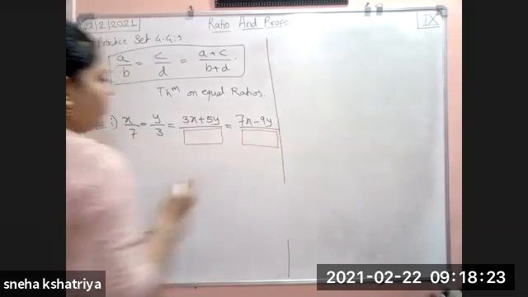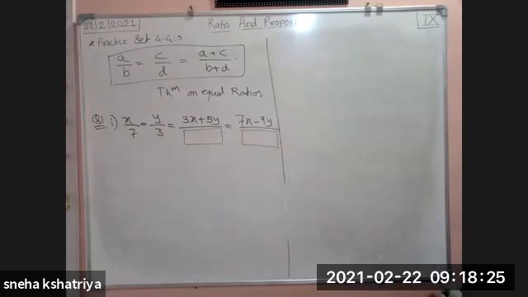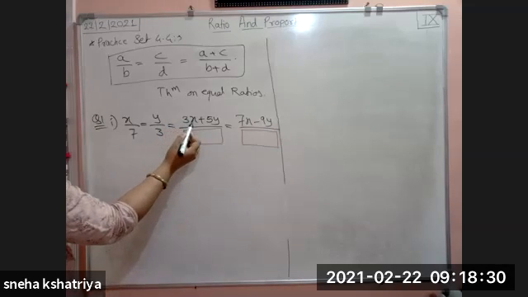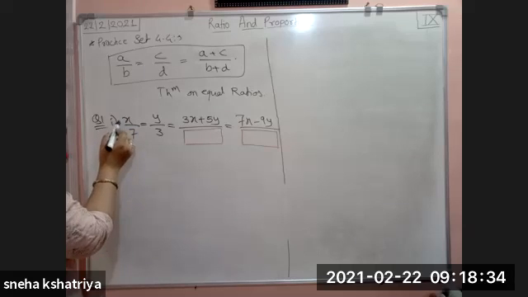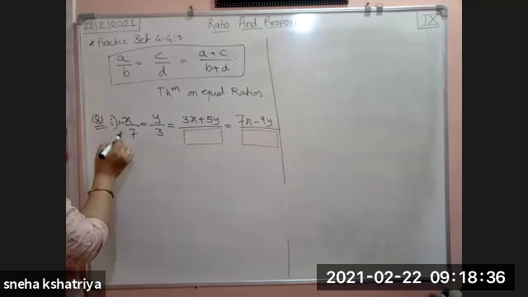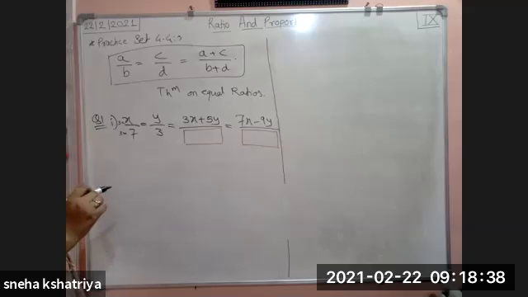Whatever the denominator is there, we have to find out. Now see here at the numerator, x is multiplied by 3. So here also we have to multiply by 3. If we are multiplying the numerator by 3, then we have to multiply the denominator also by 3.